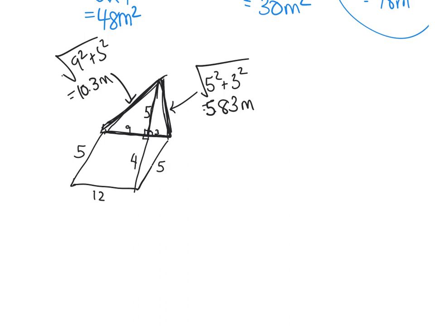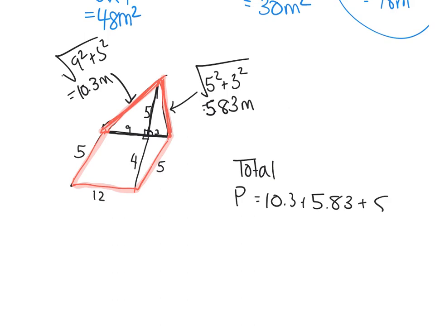To find the perimeter, we're just going to add up all the outside sides. So don't add any of these on the inside. We just want the ones that are on the outside. So that's 10.3, 5.83, 5, 12, 5. Just add those up to get your total perimeter. And you should get, I believe, 38.1 meters. The end.